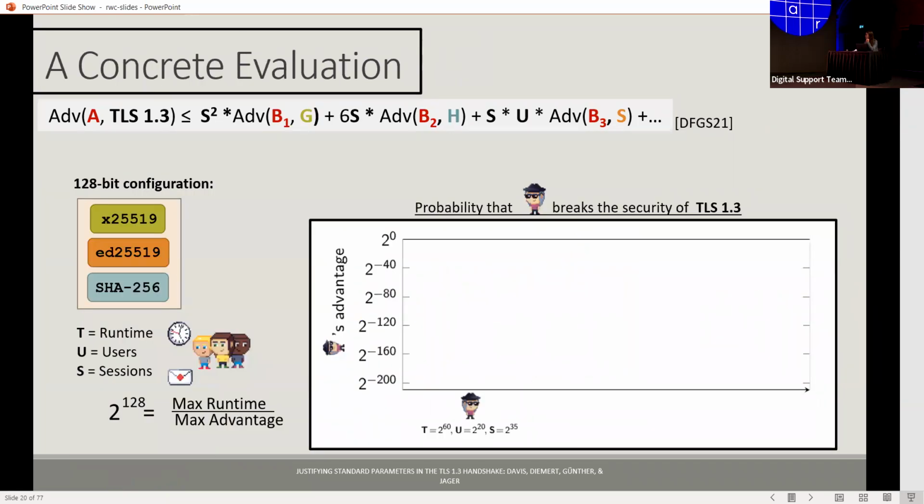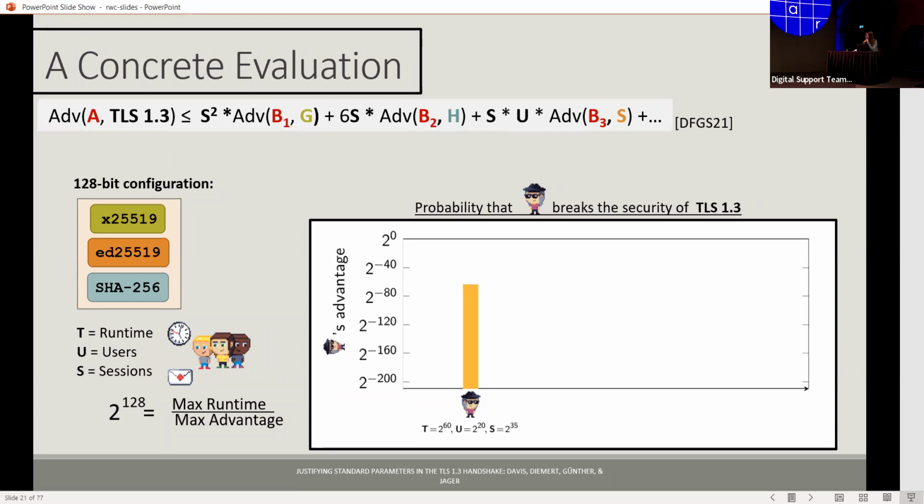We start with an example fixing a specific 128-bit configuration and a specific relatively weak adversary with 2^60 runtime, 2^20 users to interact with, and 2^35 sessions. When we plug these numbers into the Dowling bound, Dowling et al., sorry, we get an advantage upper bound, a maximum probability of breaking the protocol.